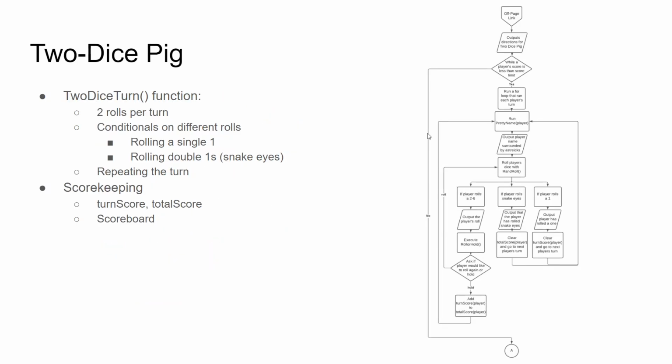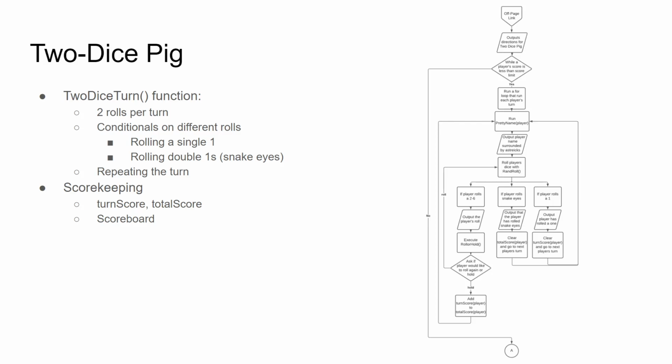Next, we have 2 Dice Pig, which calls a 2 dice turn function. This function includes 2 rolls per turn, and they're called at different times so the seed varies, and we have different rolls for each dice. On a single one roll, the player's turn ends and the score is removed, just as in Pig. On Snake Eyes, the player's entire score is deleted and they have to start over. The player is asked if they want to roll again or hold using the roll or hold function.